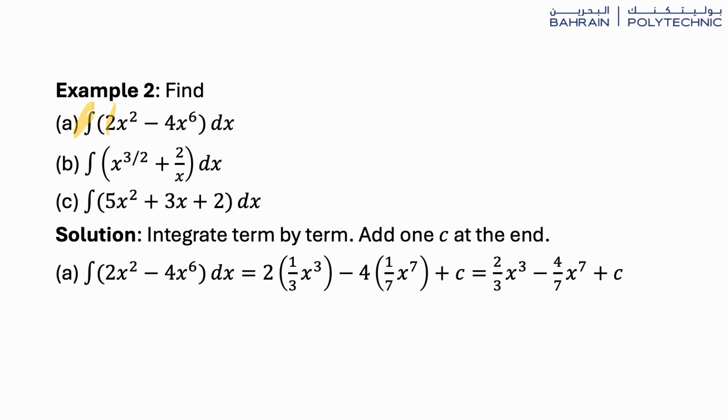So n is 2. So 2 plus 1 will be 3. So it will be x to the power 3 over 3, and just keep 2 in front. Same thing with the second part. We have minus 4, just keep it alone. And we have here x to the power 6, which will be 6 plus 1, so it will be x to the power 7 over 7. And we have to add the c at the end.